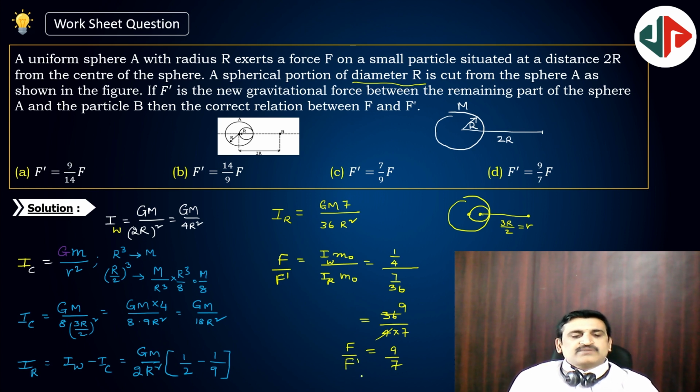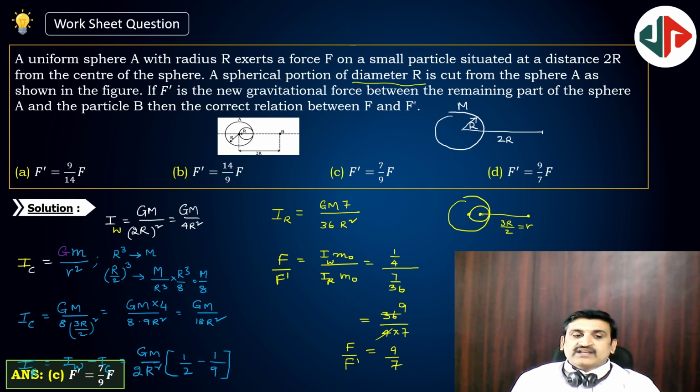So which option will come? F dash is equal to 7 by 9 F. Correct, only cross multiplication. F dash is equal to 7 by 9 F. Which option is that? F dash equals 7 by 9 F. Option C, correct? Okay.